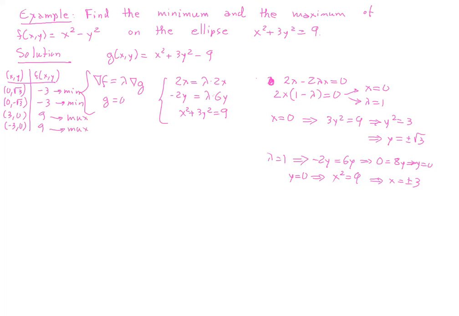Okay. And why don't we solve one more? And now let's play with one quadratic and one linear term. So here's our example. Find the minimum and the maximum of f of x, y is equal to x plus 2y under the constraint.